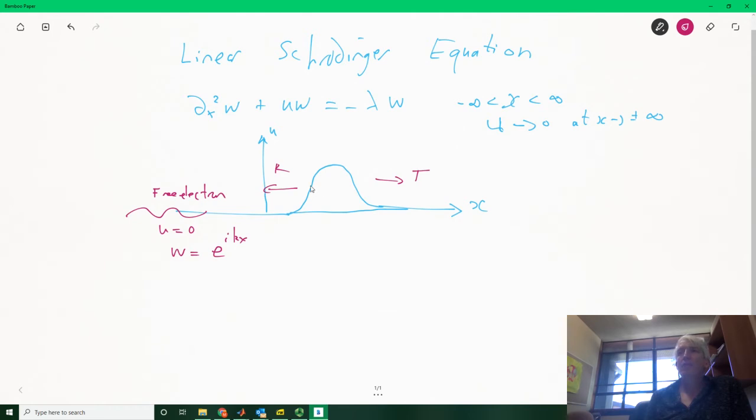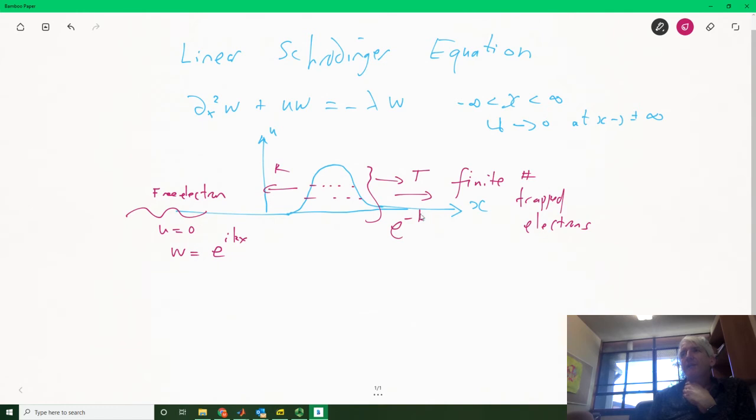Now, in this region here, you've also got trapped electrons, and there's a finite number of them. It's a bit weird because this u goes up positively, whereas normally we think of things getting trapped because they're falling down, but it's just the sign we've drawn it with. In here, this is lowering the energy. Outside here, these trapped electrons go as e to the minus kx. They decay exponentially. So the k here corresponds to a different sign of lambda.